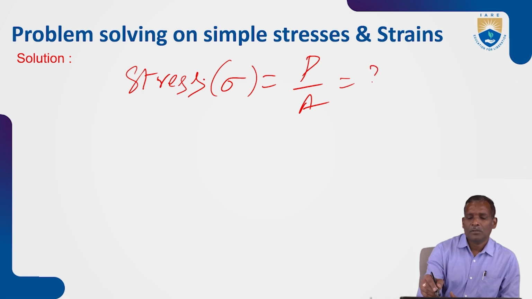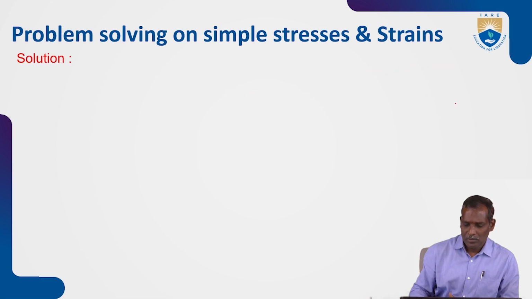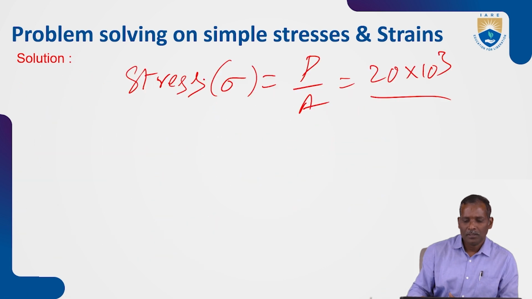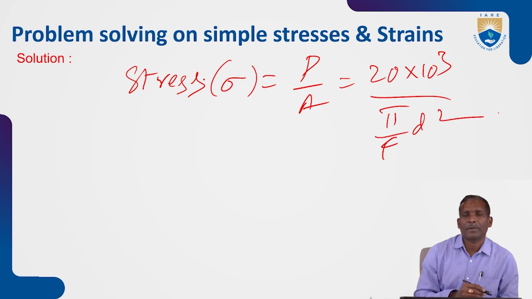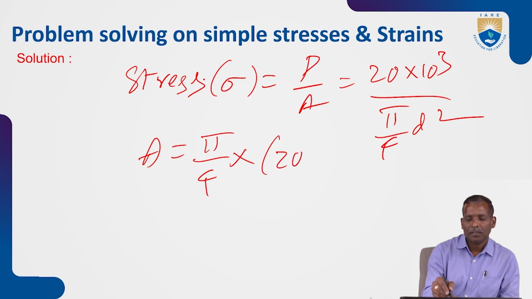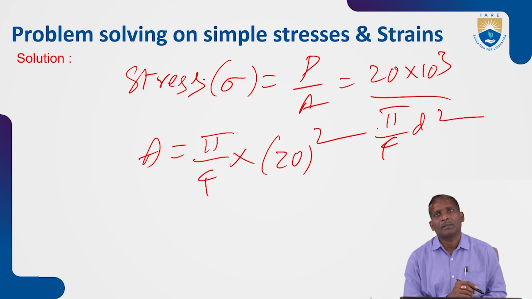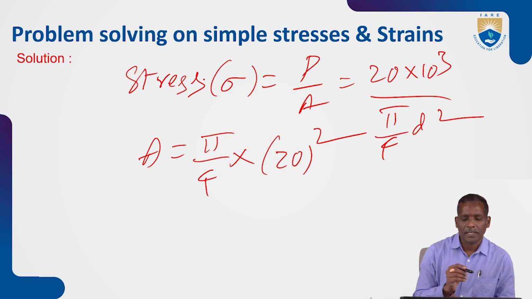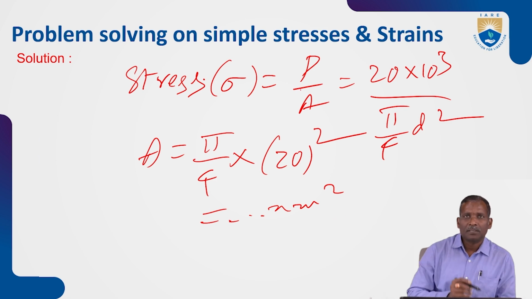What is the load given here? 20 kilonewtons, that is 20 into 10 to the power of 3 newtons, divided by area. So what is the area of the rod? You should calculate it as π/4 into d square. The diameter of the rod is given, it is a circular shape. So find out diameter 20 square, and calculate the area in mm square. Then substitute this area in the stress relation, and you will get the stress.